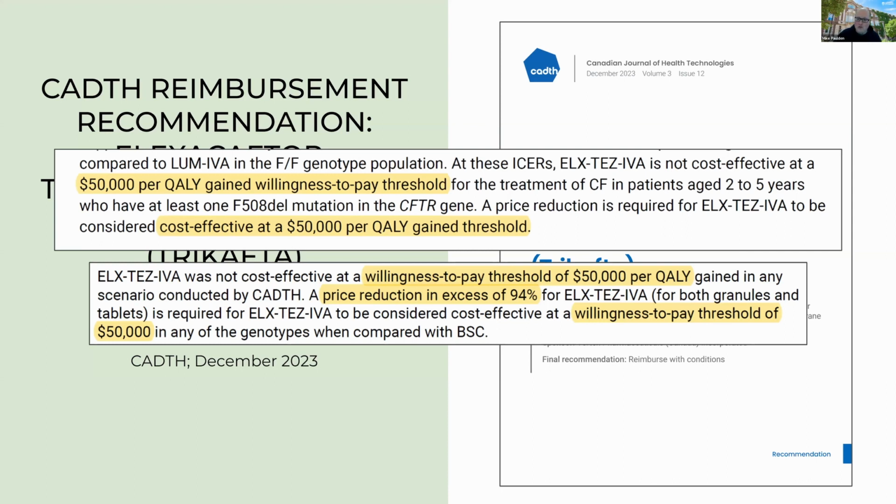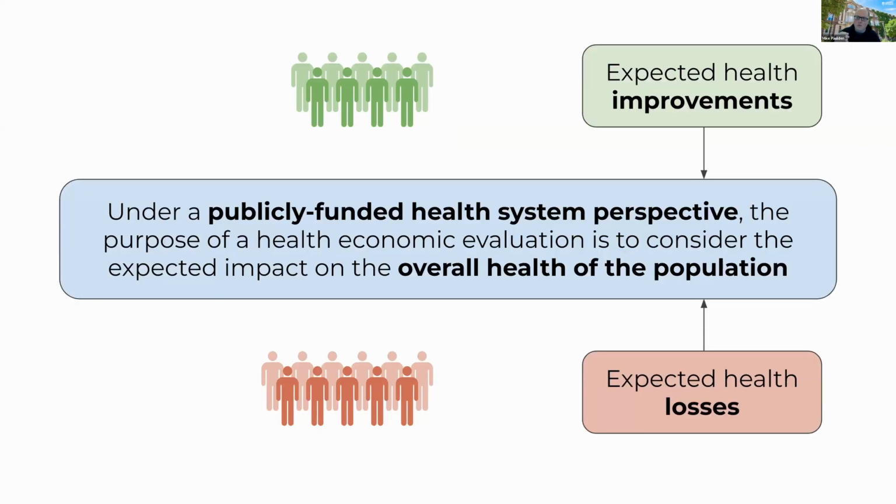So this is extremely important. If you were to change that threshold, if it was something other than 50,000, well, then that would change the price reduction that CADTH is reporting in its recommendations. Okay, so it's a very, very important part of CADTH's guidelines and its recommendations. So what is that threshold? Where should it come from in principle?